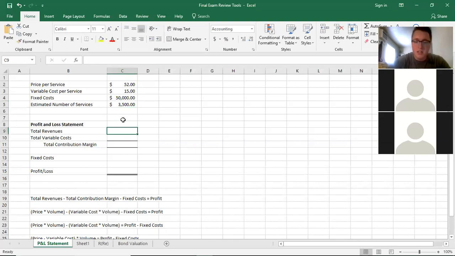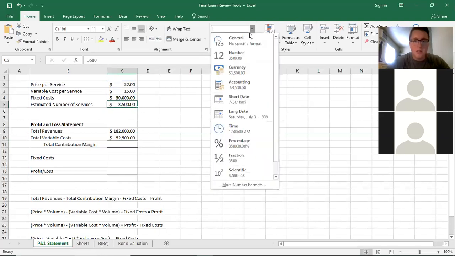So our total revenues then, we'll put in our price per service times the estimated number of services. Our variable costs is going to be equal to variable cost per service times, again, the estimated number of services. That shouldn't be a dollar amount. Let me change that real quick.